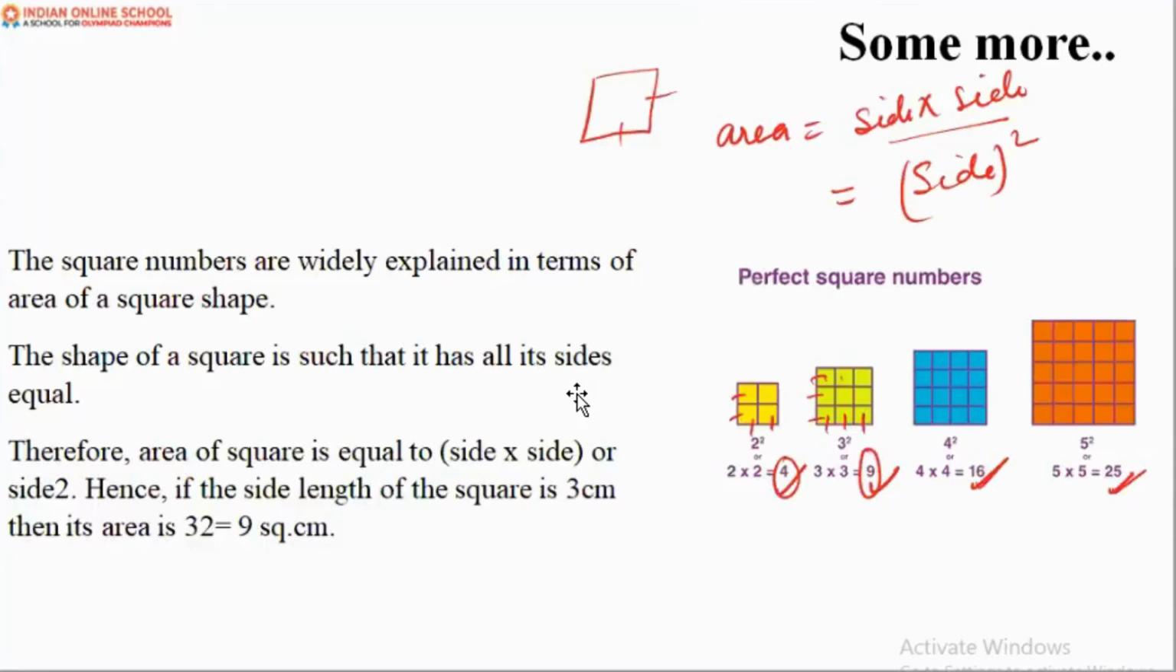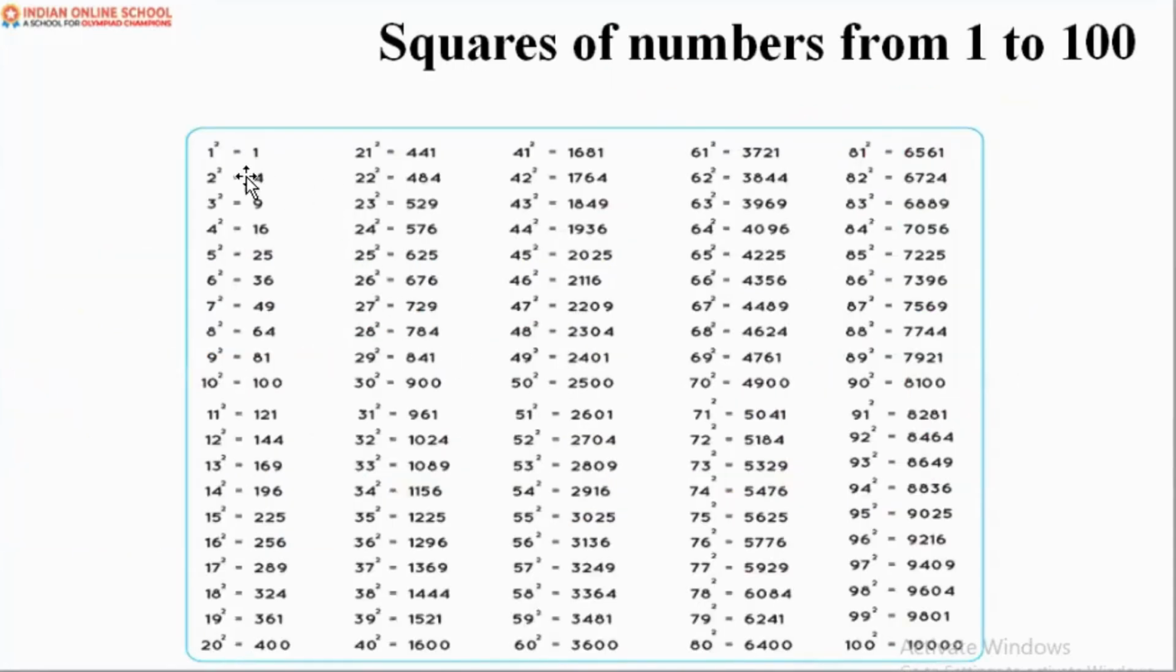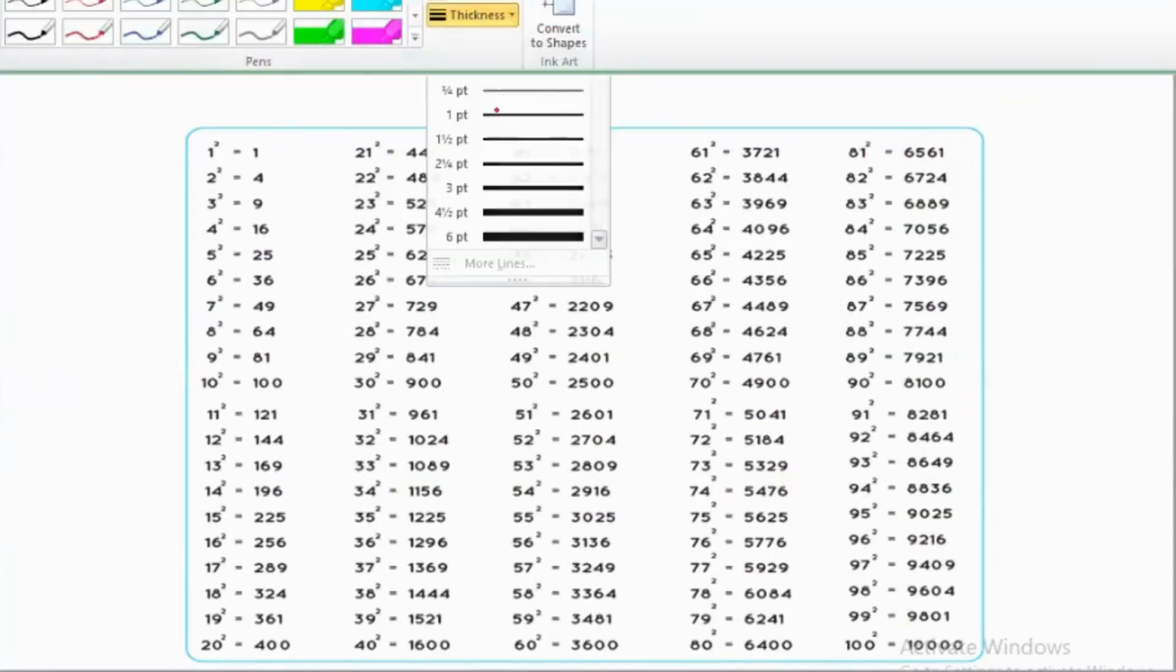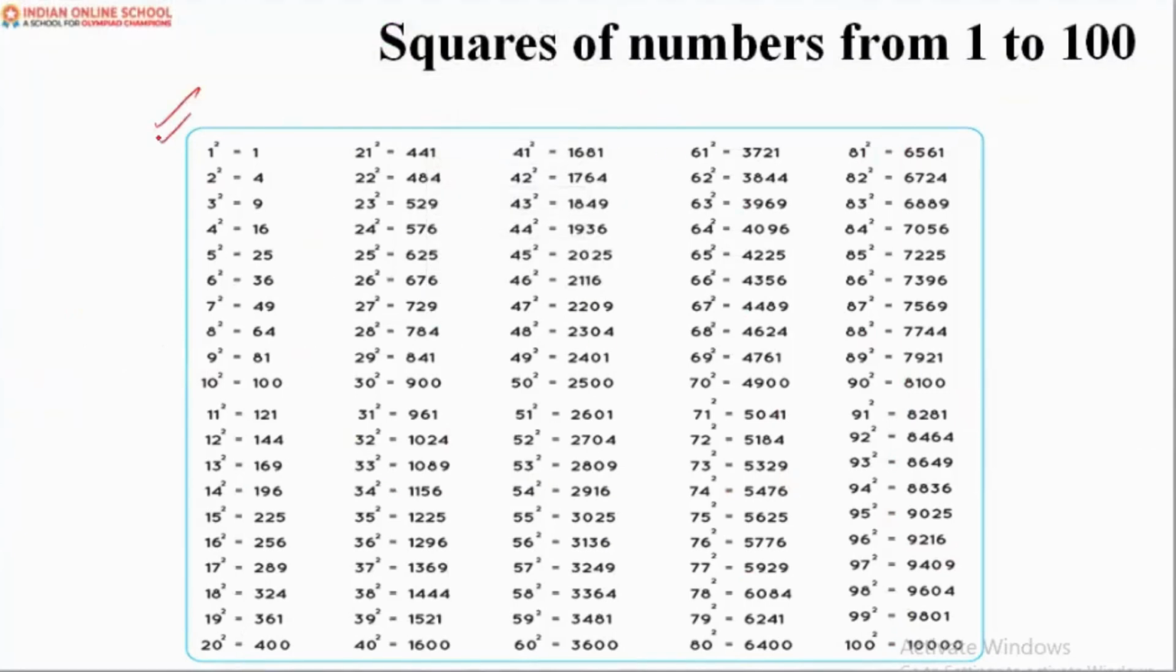Now you have some interesting facts about the square. You can see one table over here. Just go with the table. What is the square of 1? 1. What is the square of 2? 4. Square of 3? 9. Square of 4? 16. Square of 5? 25. Correct? Now you can see the square of the numbers up to 100 over here.